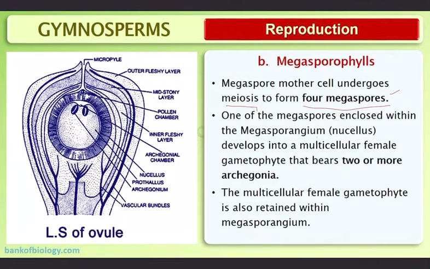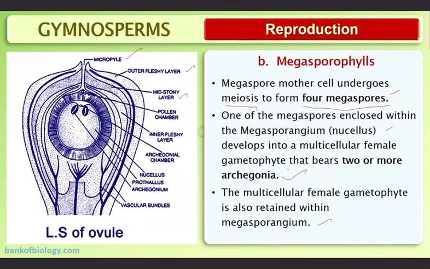So the megaspore mother cell undergoes meiosis to form 4 megaspores. One megaspore mother cell, MMC, undergoes meiosis and forms 4 megaspores. One of the megaspores, enclosed within the megasporangium, that is nucellus, develops into a multicellular female gametophyte that bears 2 or more archegonia. Archegonia, again, are the female reproductive structures. The multicellular female gametophyte is also retained within the megasporangium.